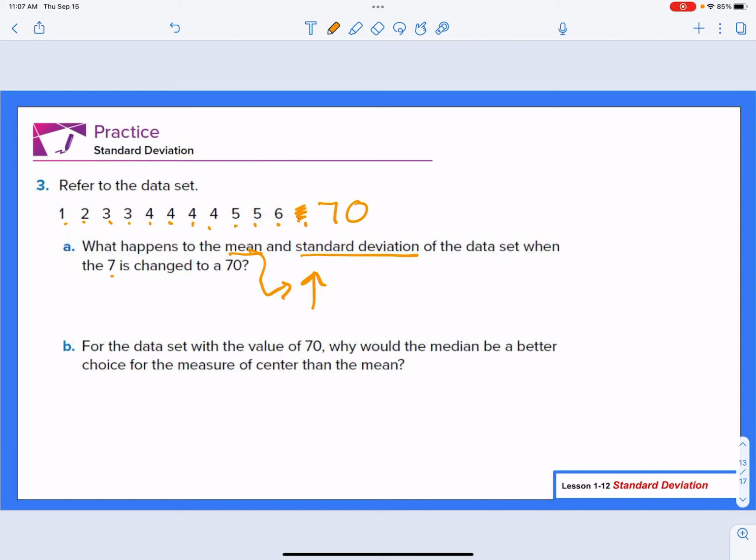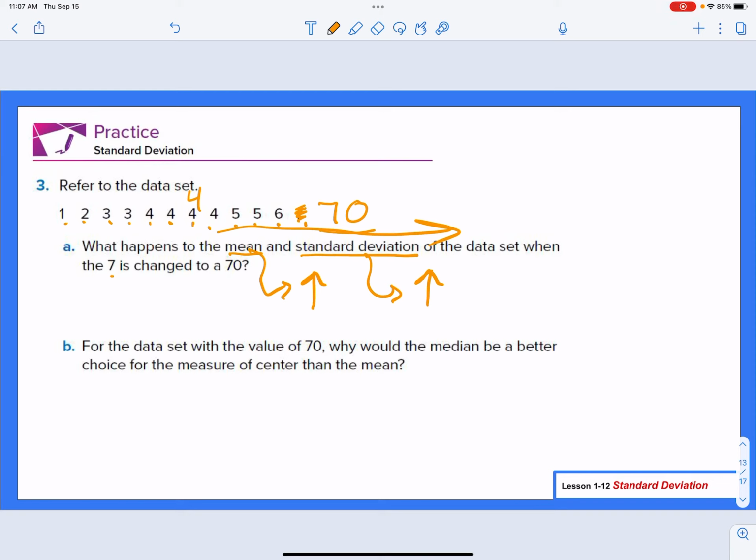In this case, the mean value should have been initially somewhere around 4, right? By adding that 70, we know the mean's going to go way up, but it also means that I have this spread. I'm stretching the data out, so standard deviation is also going to increase quite a bit.